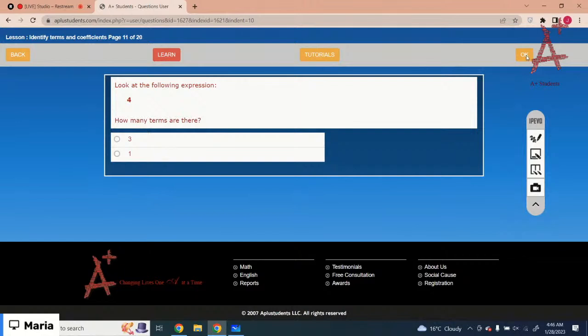Okay, the next one. Look at the following expression. How many terms are there? Just one. Got it? 4 is just a single term. So you have just one term. The correct option is 1.